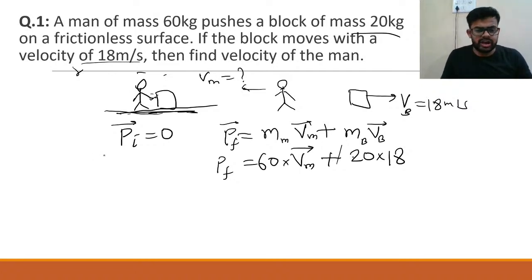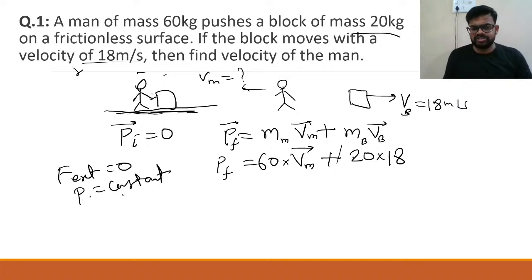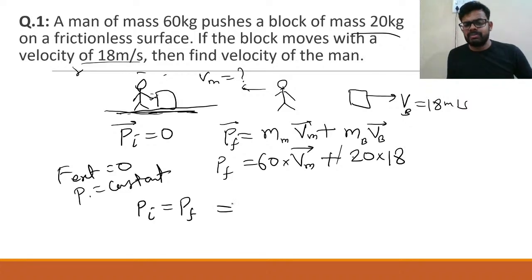Whenever external force is zero, the momentum of the system will remain conserved. So P is constant. Directly I will say P initial will be equal to P final. Initial momentum will be equal to final momentum. So let us write, initial momentum is 0, and the final momentum I have written here.